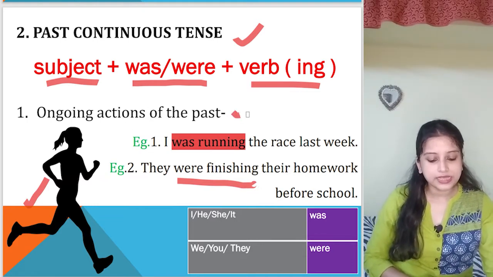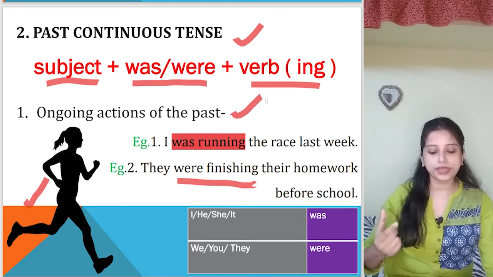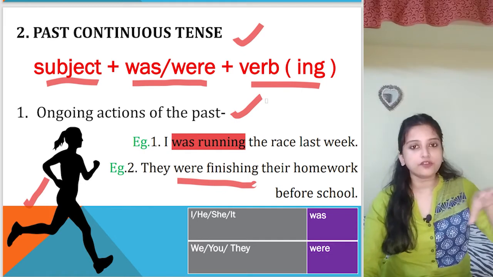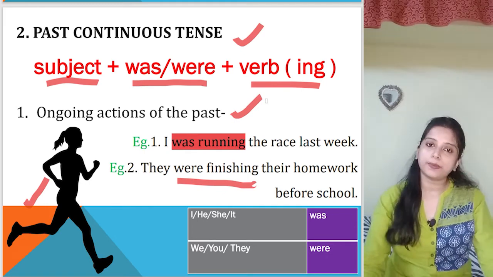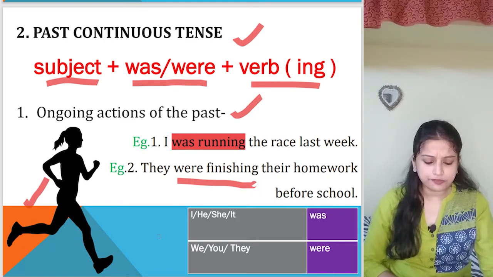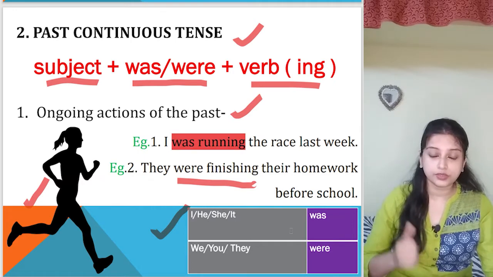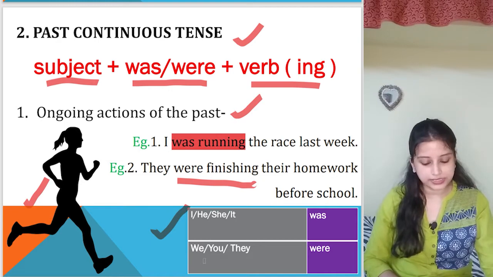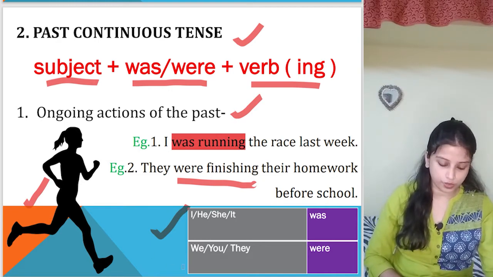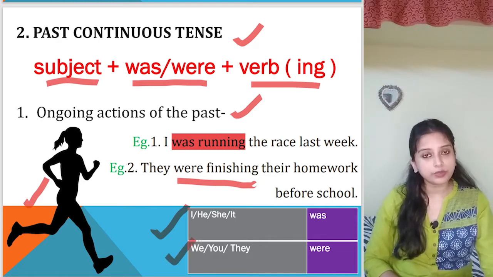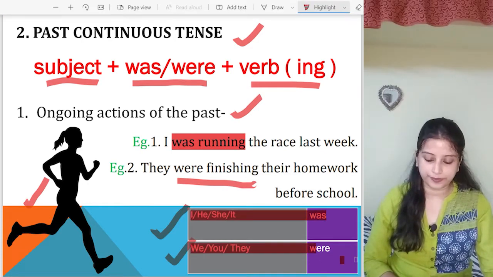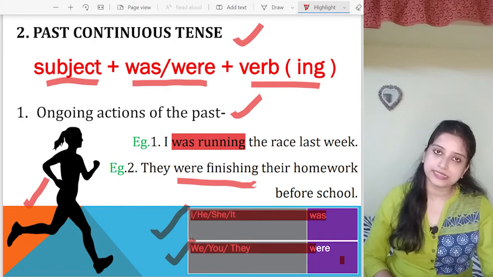And why do we use it? To point out some ongoing actions of the past. Something which is done in the past, but for a period of time it was being done. So it is past continuous tense. You can follow these two. I, he, she, it: for these singular persons, for the first person and the third person singular we will use was. And for first person plural, third person plural and second person we are going to use were. Okay. I hope past continuous tense is crystal clear.